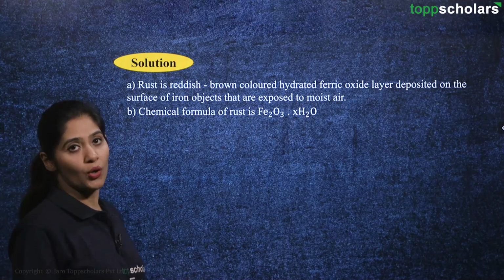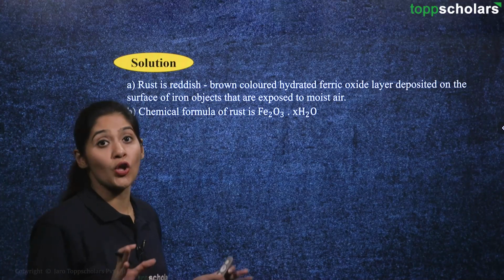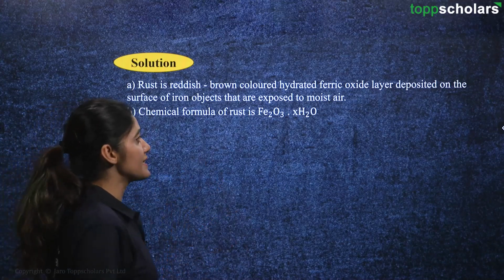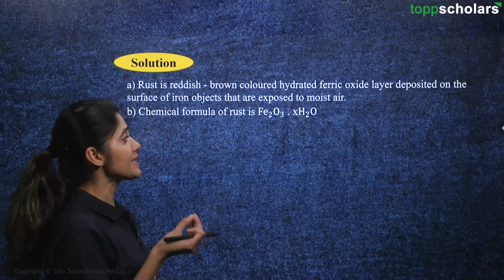Now, let's move on to the second question. What is the chemical formula of rust? If you had noticed on the diagram itself, the chemical formula is given. The chemical formula of rust is Fe2O3·xH2O.